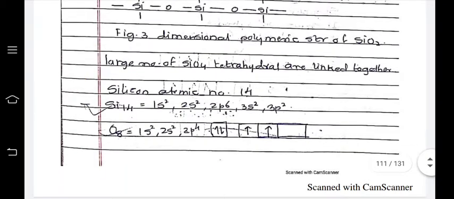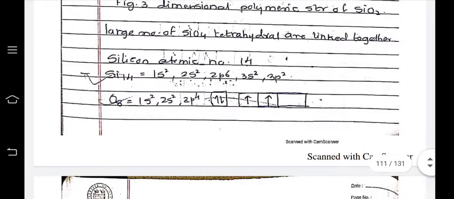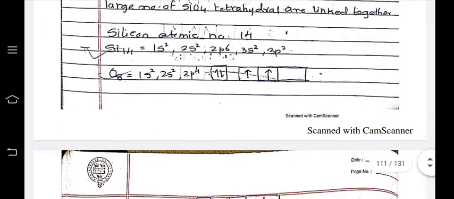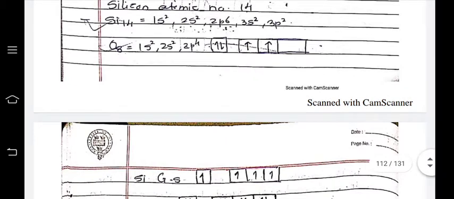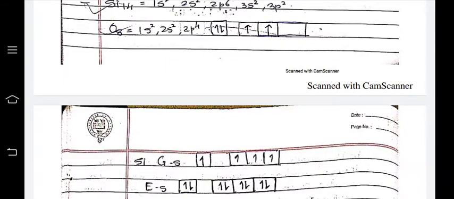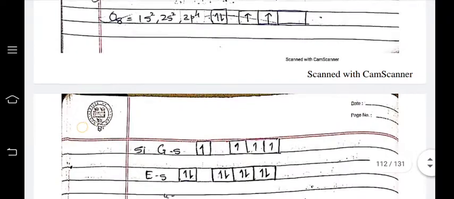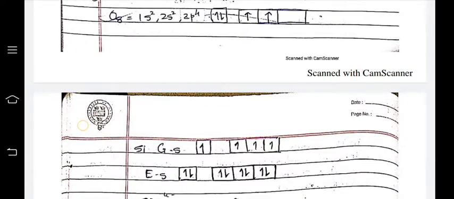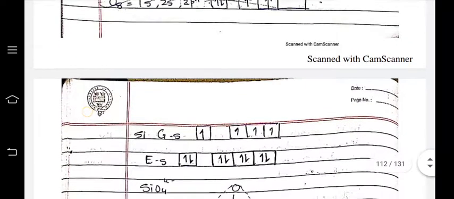The three-dimensional polymeric structure of silicon dioxide: a large number of silicon tetroxide tetrahedra are joined together. Silicon, atomic number 14: Si is 1s2, 2s2, 2p6, 3s2, 3p2. Oxygen, atomic number 8: 1s2, 2s2, 2p4. In the electronic configuration, the s orbitals have 2 electrons and the p orbitals have 2 unpaired electrons.